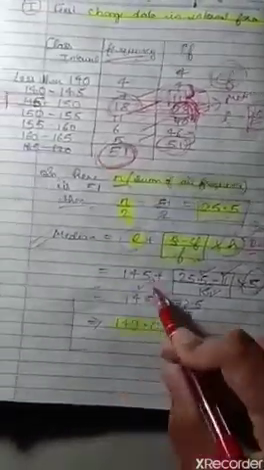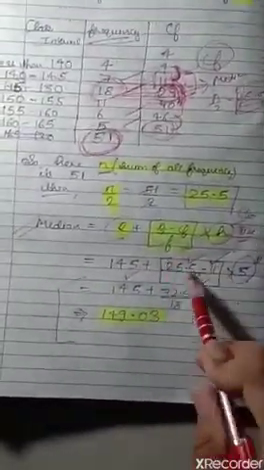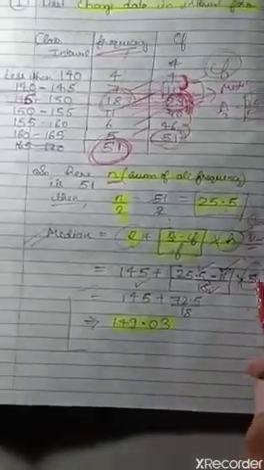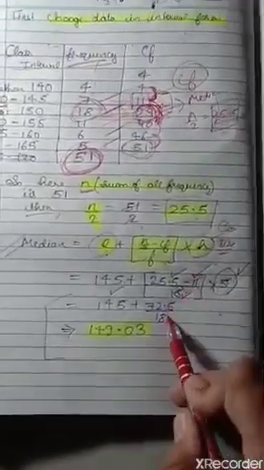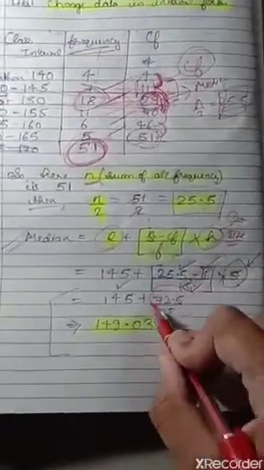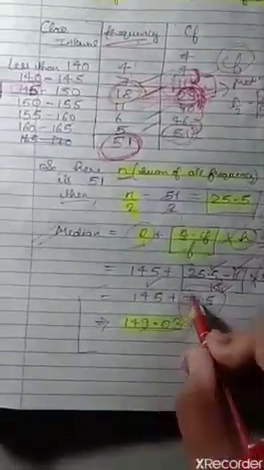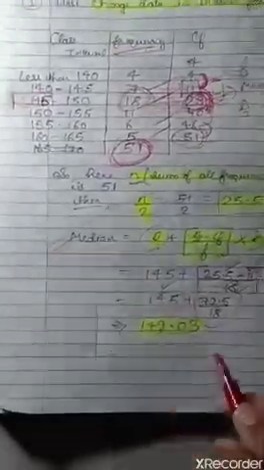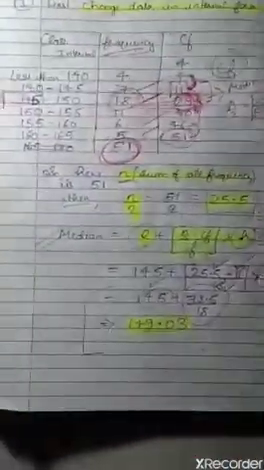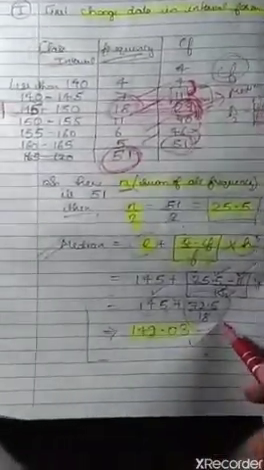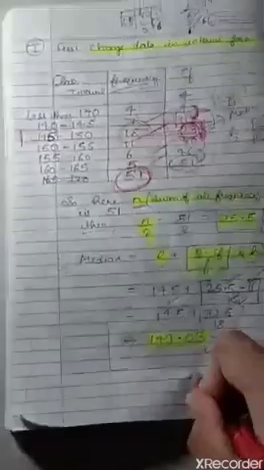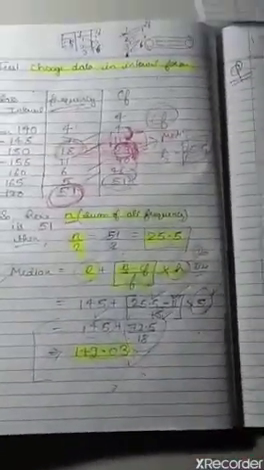Now what we have done: 145 plus, first we have subtracted this and multiplied it with 5. The answer came 72.5 divided by 18 as it is. Then I will divide this first, and the answer I will get will be somewhat like this. Then I will add it to 145. Then the answer will be 149.03. So here the median of this question is 149.3. Here is the explanation.